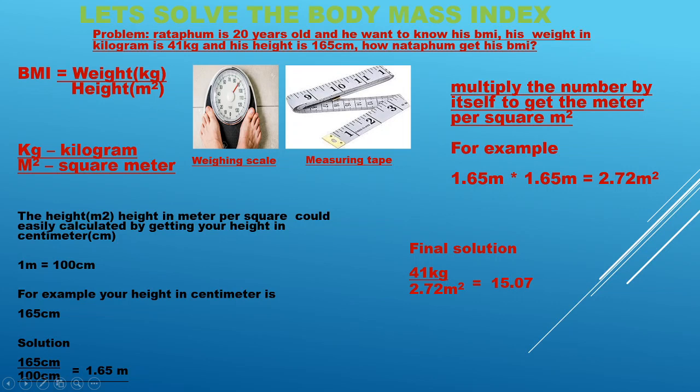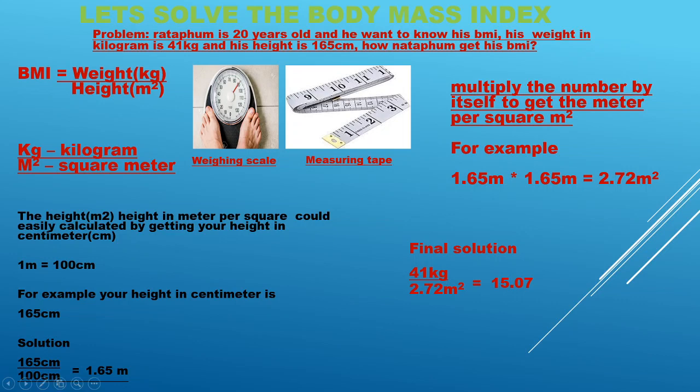Now let's solve the body mass index of Ratapum. The problem is, Ratapum is 20 years old and he wants to know his BMI. His weight is 41 kilograms and his height is 165 centimeters. So how can he get his BMI? What is the solution? Again, BMI is equal to weight in kilograms divided by height in meters squared.